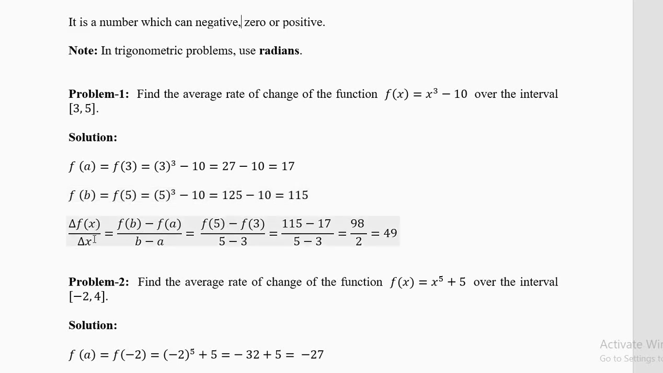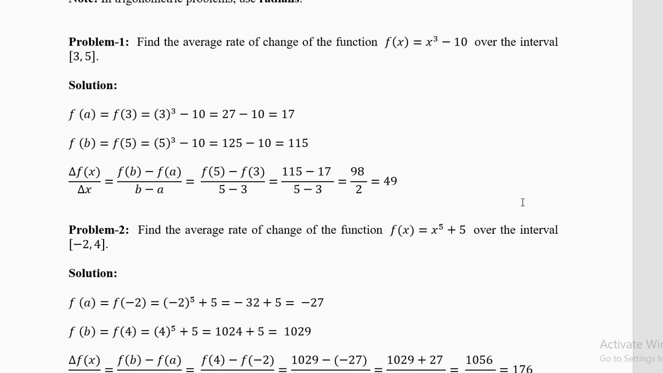So delta f over delta x is f of b minus f of a divided by b minus a. You'll get f of 5 minus f of 3 divided by 5 minus 3. 5 minus 3 is 2. 115 minus 17 is 98. Look at the numbers here. 98 divided by 2 is 49. You have to do that calculation, 98 by 2. Don't leave it like that.